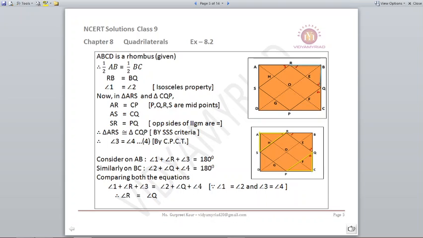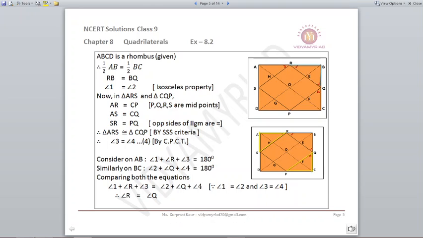With that we can say that angle 3 is equal to angle 4 by CPCT. Now consider the line AB and the line BC, considering only the angles at R and Q. Angle R is made up of angle 1 plus angle R plus angle 3, which is equal to 180 degrees. And if I consider Q, it is made up of angle 2 plus angle Q plus angle 4, which is equal to 180 degrees. Comparing both equations, we get angle 1 plus angle R plus angle 3 is equal to angle 2 plus angle Q plus angle 4.